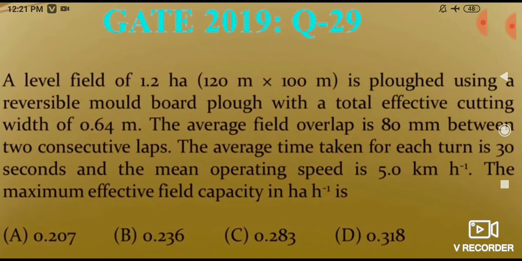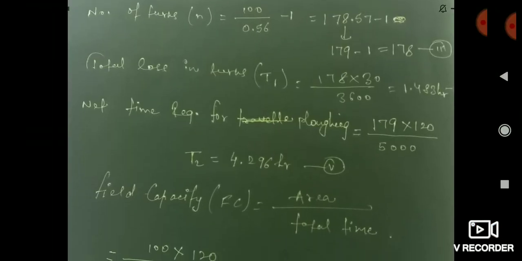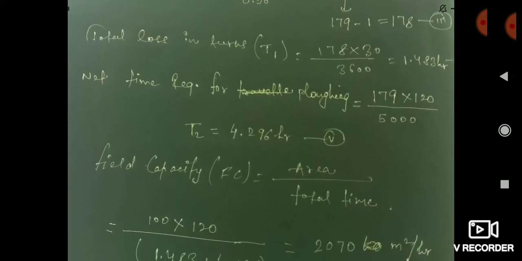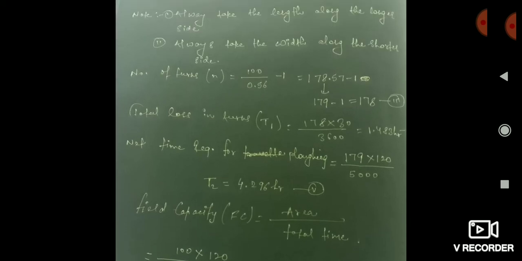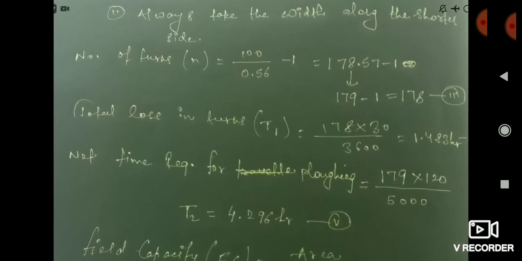And friends, here you can see in the question that the average time taken for each turning is 30 seconds. So it is taking 30 seconds for each turning, so you should calculate the total time loss in turning, that is 178 turns into 30 divided by 3600, you can get 1.483 hour. Now you can see the net time, means the actual time we need when the efficiency is 100%.